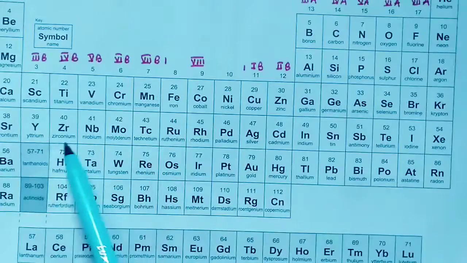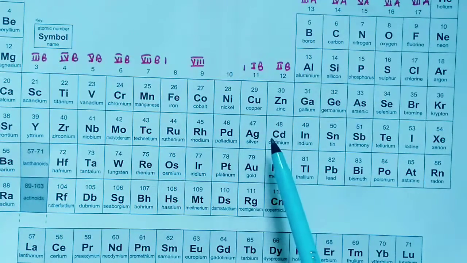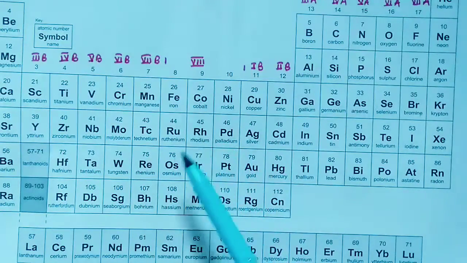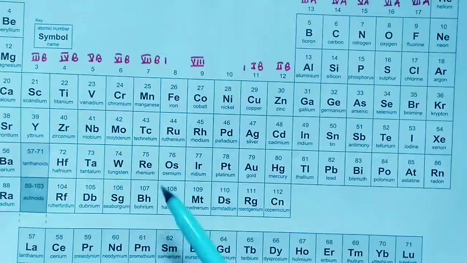And these are known as the 4d series because the last electron enters into the 4d orbital. For these, the last electron enters into the 5d. That's why they are known as 5d series elements.